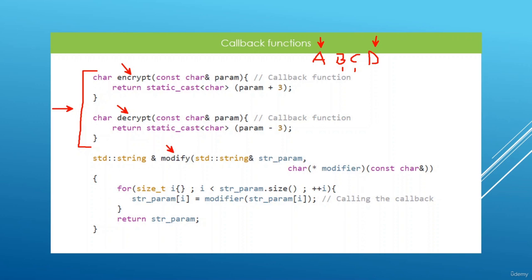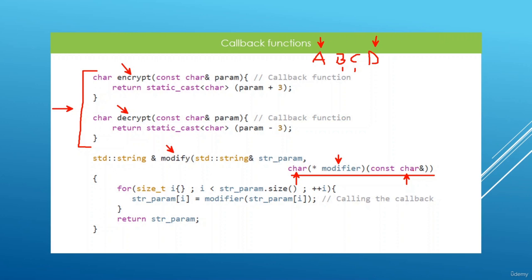We can achieve this by passing a second parameter, which is going to be a function pointer to a function that returns a character. This is really important, and the function is going to take a character by const reference, and this is what we have in our parameter list here. Our parameter is called modifier, and it is going to be a function pointer to a function that returns char and takes const char reference n. This is what we have here.